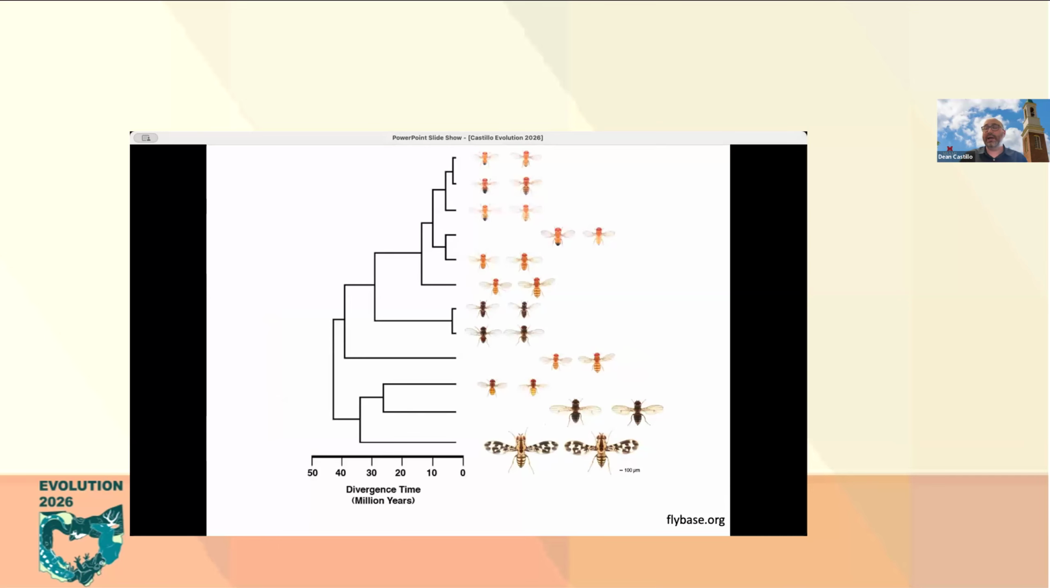So my lab works on speciation in Drosophila. This is just a small snippet of the diversity you see in Drosophila. And while a lot of it might be due to ecological differences, we know a lot of the diversity we see is due to sexual interactions and mating diversity.